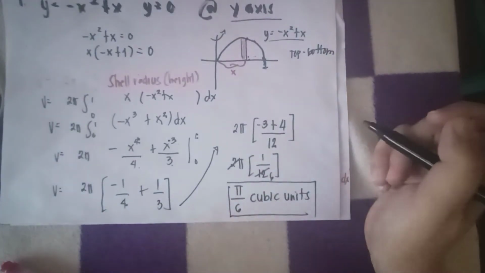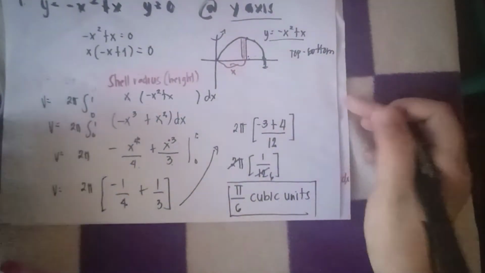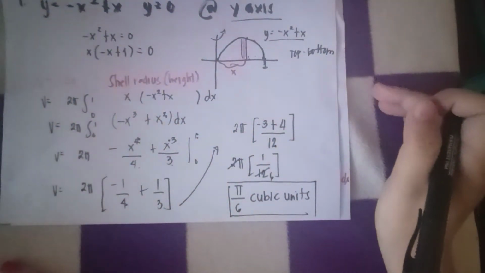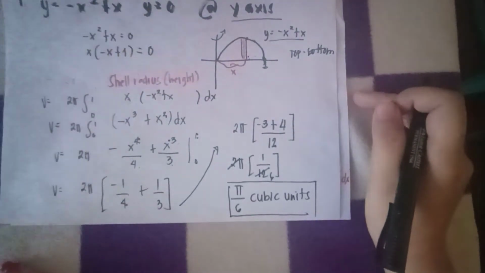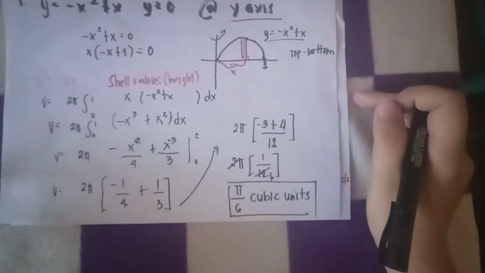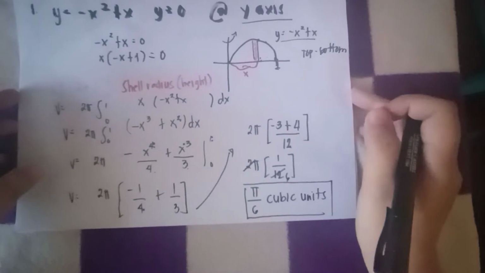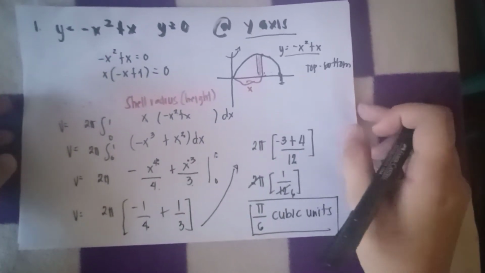So, bakit cubic po yung ating unit? Si volume po ito. So, kapag volume, ang ating unit is cubic. Kapag area, squared. So, cubic units. And that's it po. That's the final answer po. Next example.